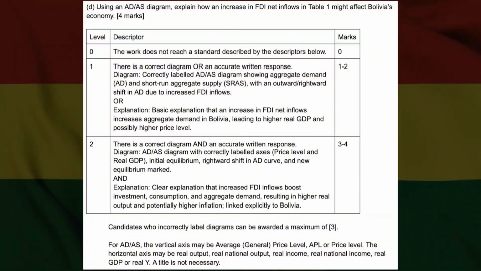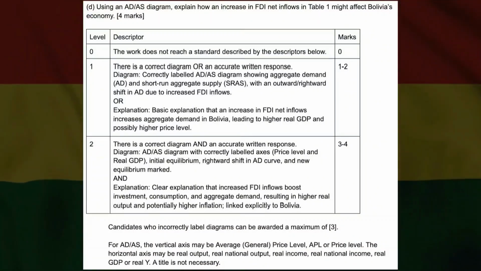Level 2. There is a correct diagram and an accurate written response. Diagram: AD/AS diagram with correctly labeled axes, price level and real GDP, initial equilibrium, rightward shift in AD curve, and new equilibrium marked. And explanation: clear explanation that increased FDI inflows boost investment, consumption, and aggregate demand, resulting in higher real output and potentially higher inflation, linked explicitly to Bolivia. 3 to 4 marks. Candidates who incorrectly label diagrams can be awarded a maximum of 3 marks.